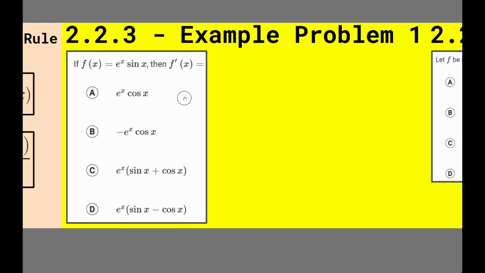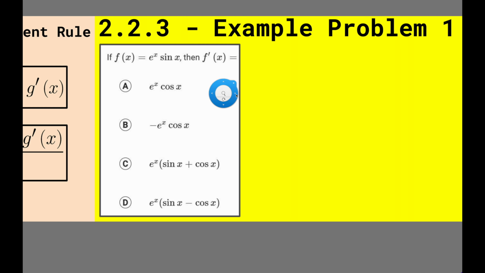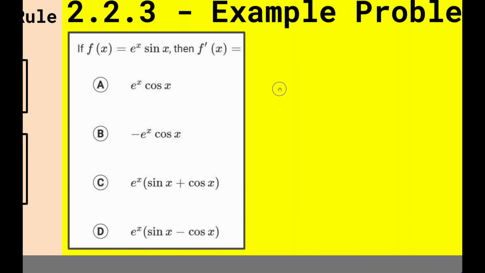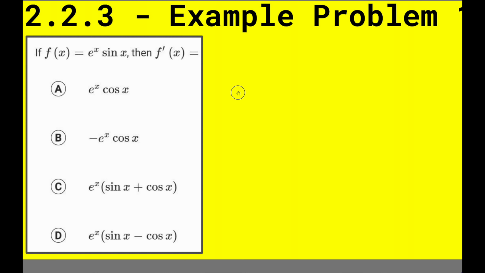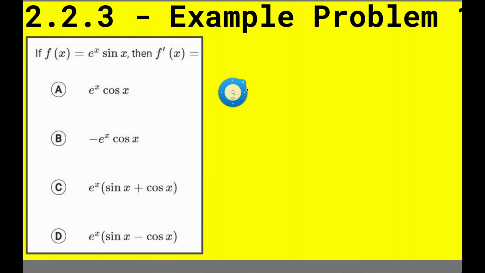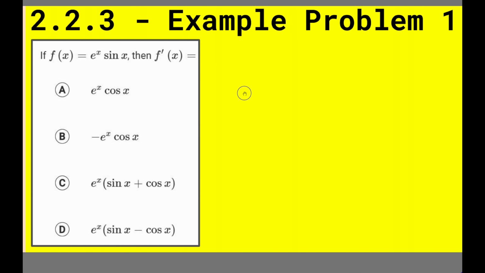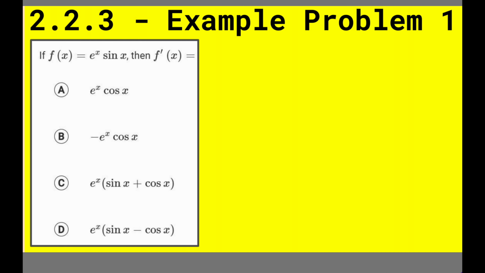So let's do some examples, and I'm going to show you my way of solving these. By all means, it's not the best way, but for me, I think it's the best way, but you might not. I'm just going to show you how I do it. Okay, example problem number one. We're looking for the derivative of f. In this case, f is this function times this function.